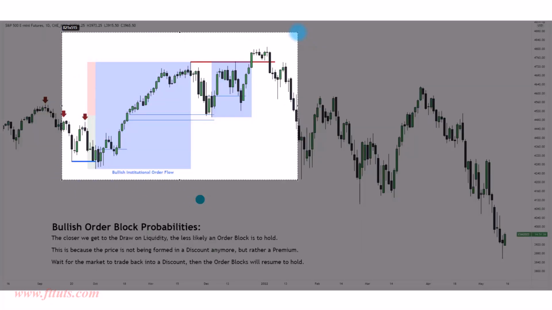So what we can do now is, once the market has traded back to a discounted market here, the order blocks can resume to hold again. So here we've traded into a discount now. Then if a bullish order block prints, it's going to hold as usual. Now with bullish institutional order flow, what happens afterwards? Down candles produce displacement in price.